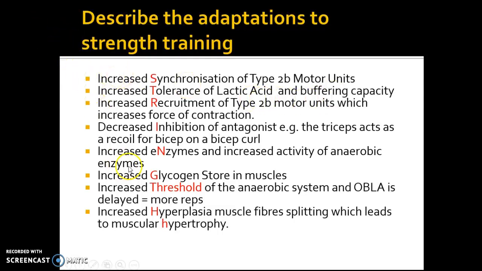Going on from there, there's a decreased inhibition of the antagonist muscle. Okay, so what that means is, for example, the triceps will not be as inhibited after lots of strength training, and it can actually help as a recoil to allow the biceps to contract more forcefully.